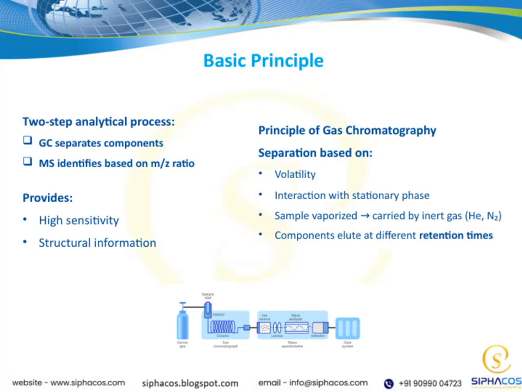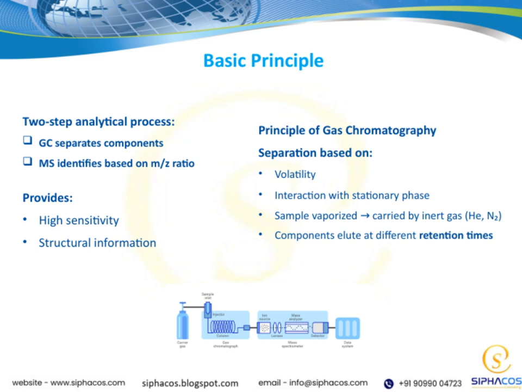Now, let's talk about the principle of gas chromatography. The core idea here is that separation is based on two main factors: volatility and how each component interacts with the stationary phase. When we introduce a sample, it's first vaporized so it becomes a gas, and then it's carried through the system by an inert gas like helium or nitrogen. As the components travel through the column, they don't all move at the same speed. Instead, they elute at different retention times, which helps us distinguish them.